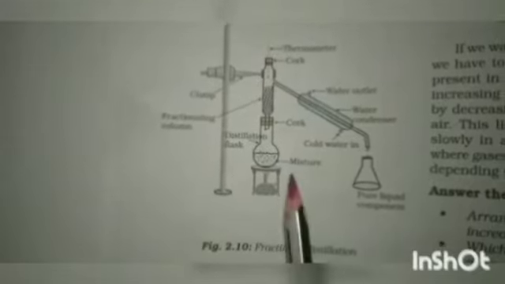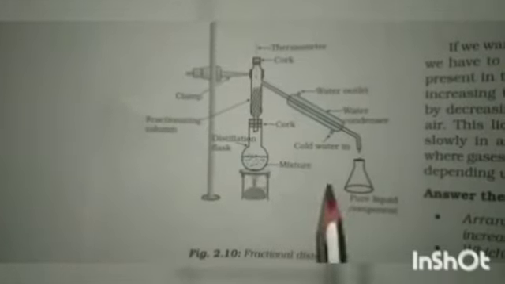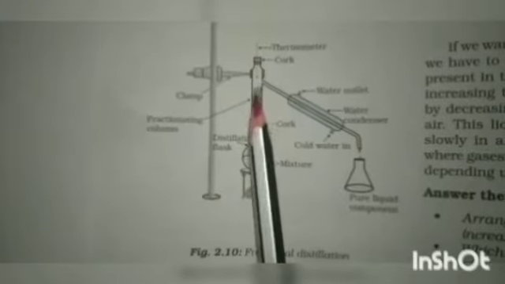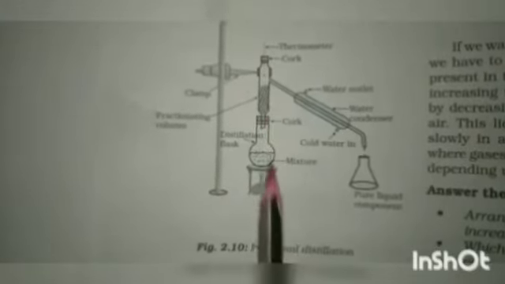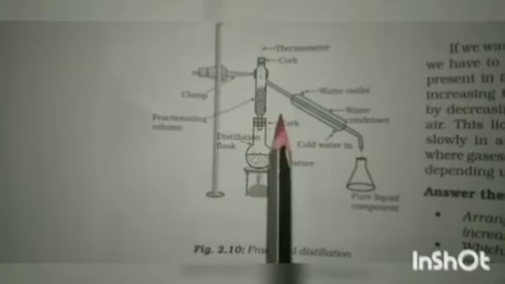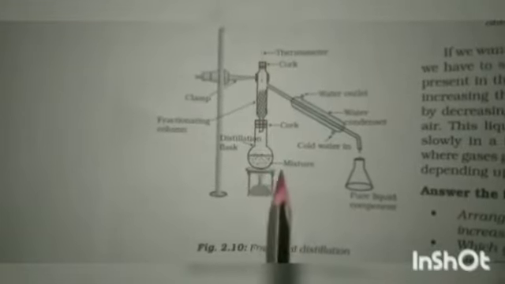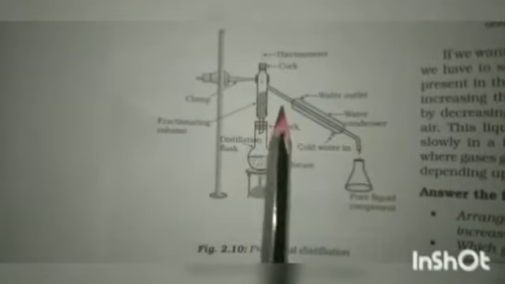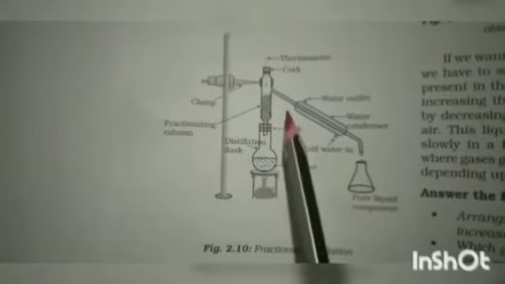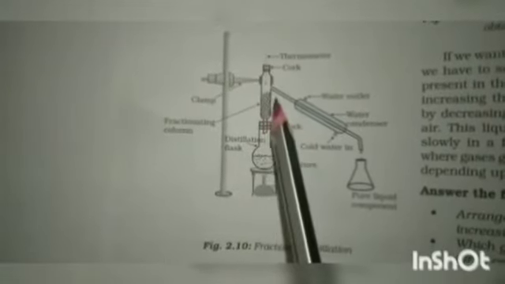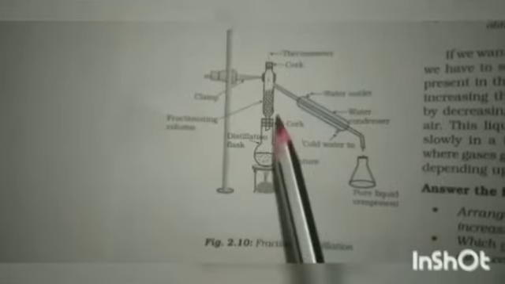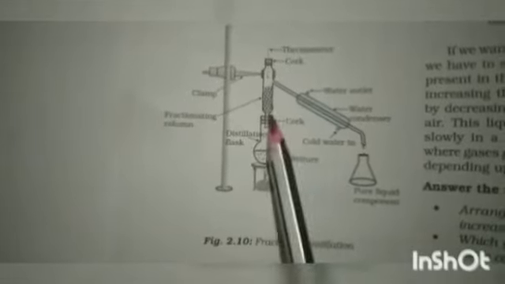This apparatus is similar to the earlier one, except for this fractionating unit. Earlier, it did not have a fractionating column like this, but here they have installed a fractionating column. It is fitted in between this distillation flask and the condenser. A simple fractionating column is a tube. It is a tube packed with glass beads. Look, there are beads inside it. The beads provide a surface for the vapors to cool and condense repeatedly.